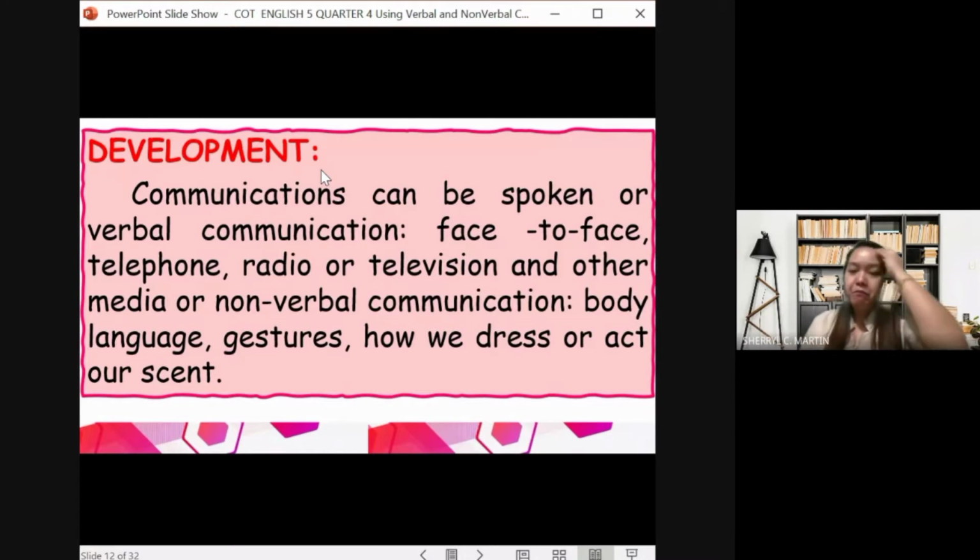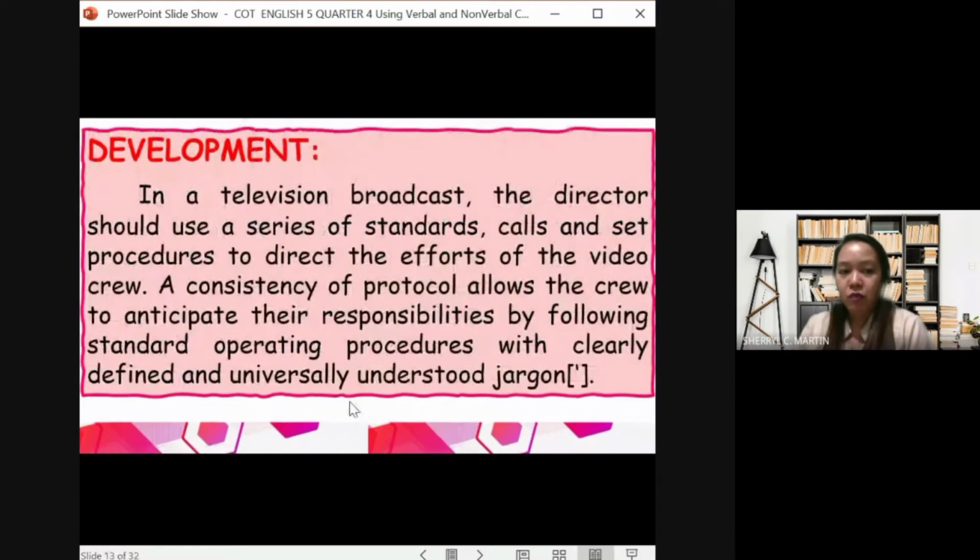Mga anak, so we have two types of communication in terms of broadcasting. We have the verbal and non-verbal. So let us have this one. In a television broadcast, the director should use a series of standard calls and set procedures to direct the efforts of the video crew. Mga anak, what the director uses, they have this selection of words. Selection of words.